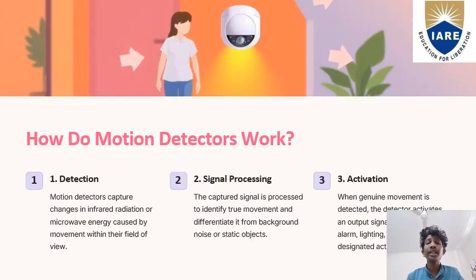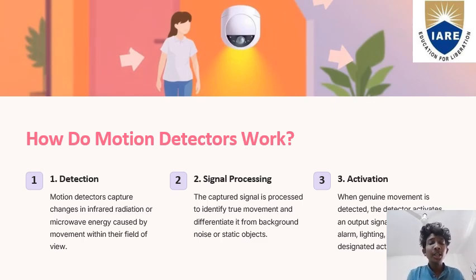How do motion detectors work in real life? First one is detection. Motion detection captures the changes in infrared radiation or microwave energy caused by movement within their field of view. Infrared radiation: PIR motion detectors detect infrared radiation emitted by objects within the detection zone. Ultrasonic waves: ultrasonic detectors emit high frequency sound waves and detect the reflection from objects within the detection zone. Third one is microwave radiation. Motion detectors emit microwave radiation and detect the reflection from objects within the zone.